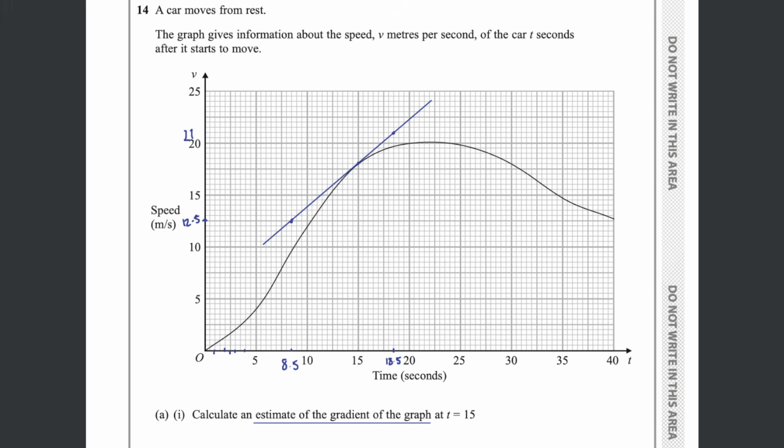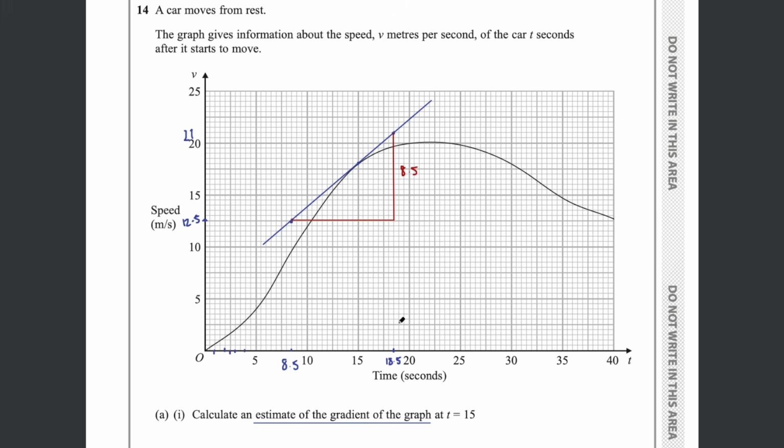And then you calculate the rise and the run. So basically, you're kind of like drawing a right angle triangle. You need to find this length. This length will be the difference between 21 and 12.5. So what's that? That is 8.5.